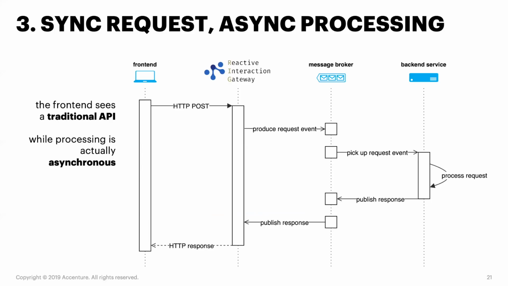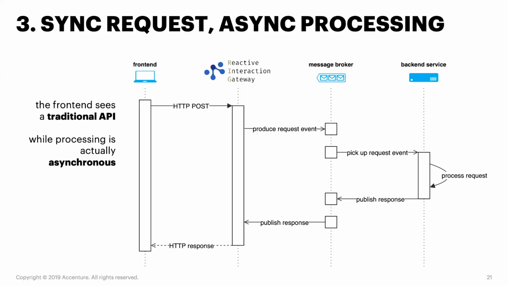Our gateway also allows us to provide a traditional API to an event-driven backend. One of our clients deals with third-party clients that strictly require a RESTful HTTP interface. Using RIG, the client is able to provide this while keeping internal processes asynchronous. Let's see how this works.